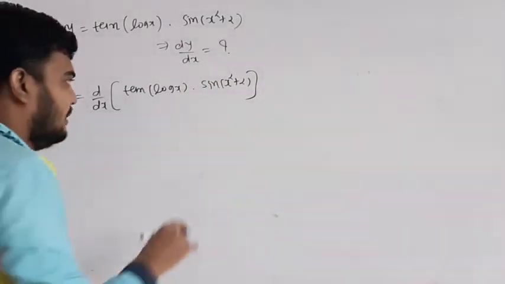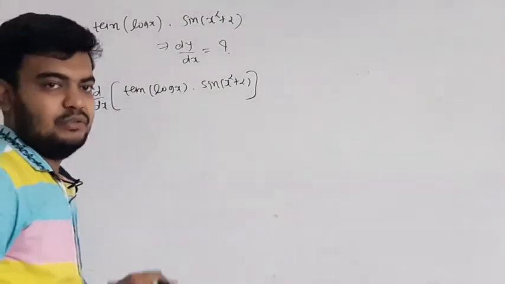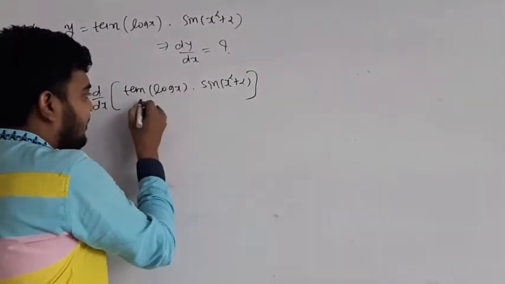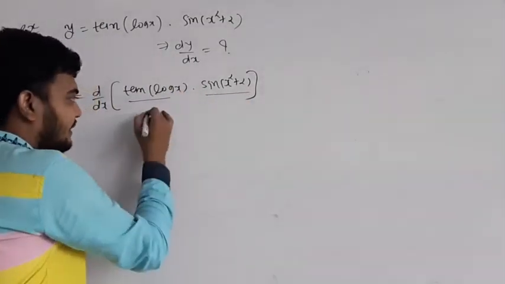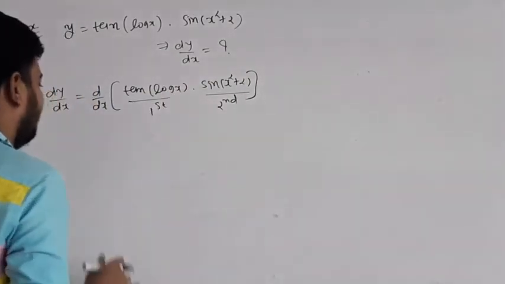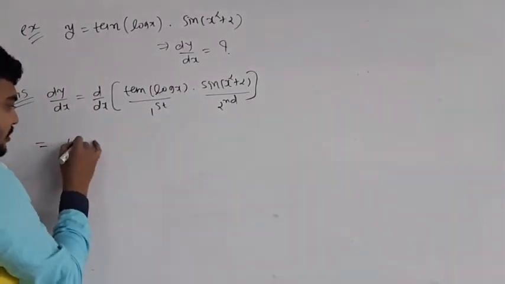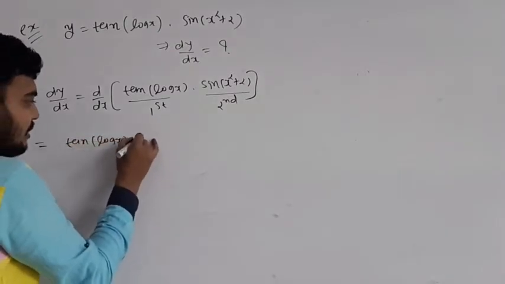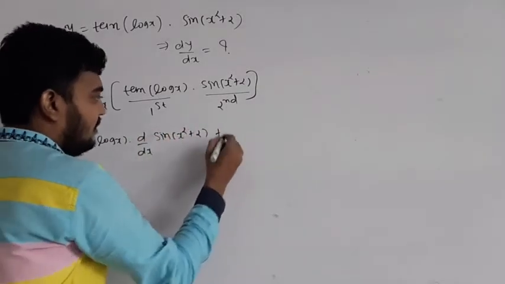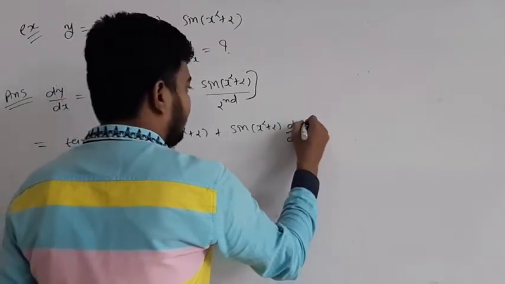We know that if there is a multiplication or division sign between two functions, then first we apply the division or multiplication rule, and after that we apply chain rule. So here there is a multiplication sign between this function and this function. It is our first function, it is our second function. So first we apply the multiplication rule. So what is the multiplication rule in derivative? The rule is first function as it is, derivative of second function, plus second function as it is, d by dx of first function.